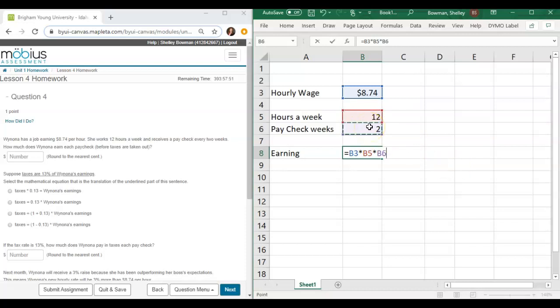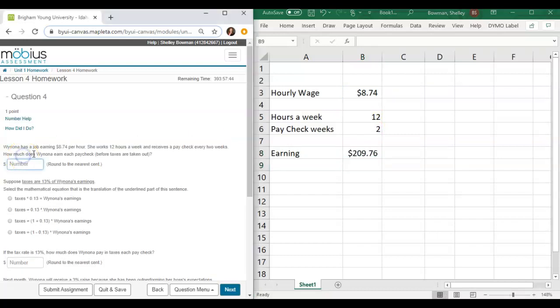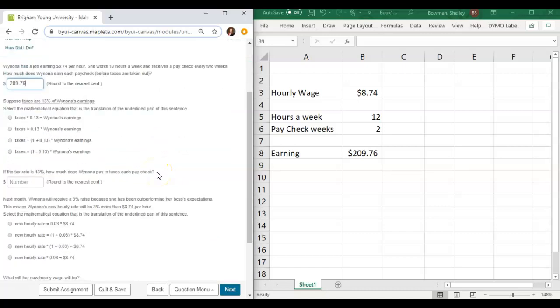Again, just a left click, let go, press enter, and that tells me how much she will earn at the end of her 2 weeks. $209.76, rounding to the nearest cent.